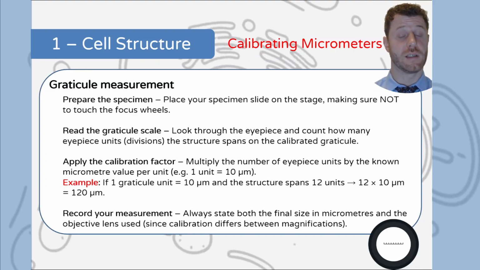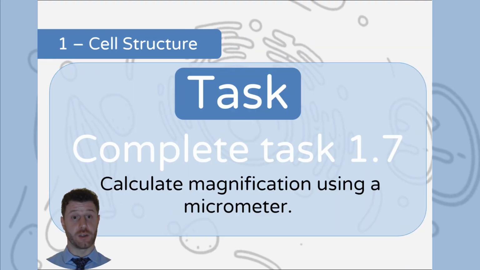Hopefully that helps, guys. And once again, with all of these skills that are practical, the best way for you to remember this is to have a go as many times as you can before the real exam comes around. This is a good opportunity to stop, as we've now finished on our calculation side of things. And if you are following along with my course, guys, complete task 1.7, which is to calculate magnification using a micrometer. It is also very, very helpful if you are studying to have a go at this on a real microscope, despite not needing to do this practically very often in an exam.